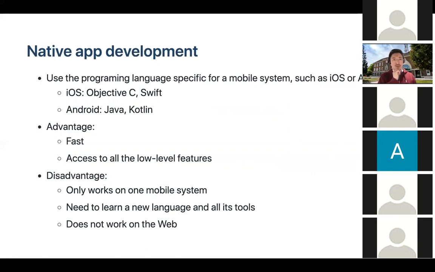Each system needs its own development languages and tools. On iOS, it's mostly Objective-C, which is a very old C language, more than 30 years old. It was used to develop applications on Mac as well. The more recent one is Swift. On Android, native development is mostly done in Java, and more recently there's a new variation of Java called Kotlin. Kotlin is like a simplified version of Java, maybe a bit closer to Python.